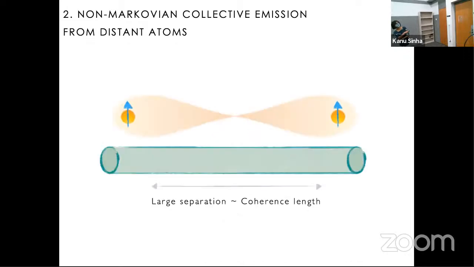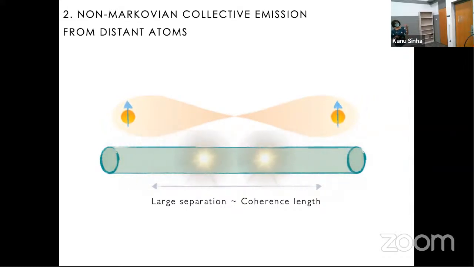One typical example that is made while studying superradiance and collective spontaneous emission is that the atoms are confined in a region that is much smaller than the wavelength of the field that is mediating the interaction. Okay, and if we consider a system where the atoms are really, really far apart, more specifically, let's say the atoms are at a distance that is comparable to the coherence length of the photons mediating the interaction, there are interesting non-Markovian effects that come into play because of retardation.